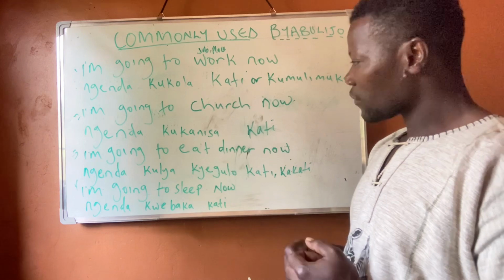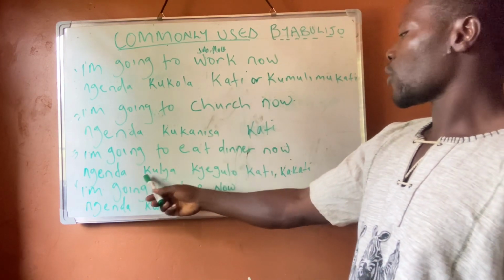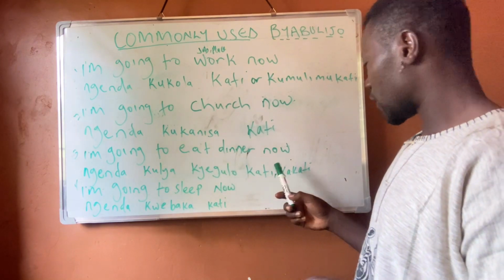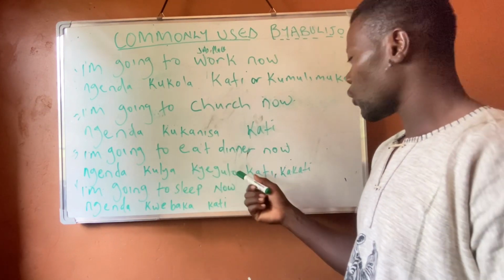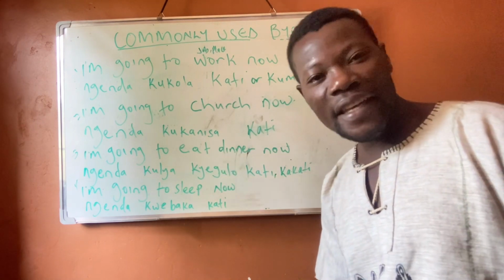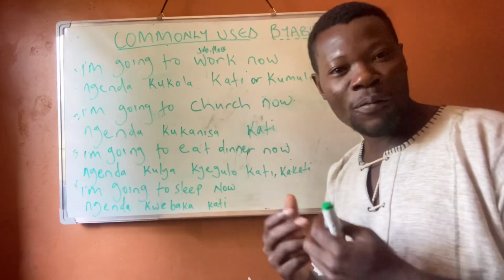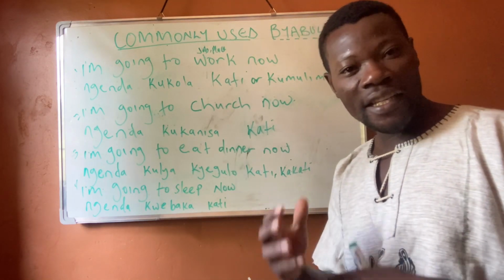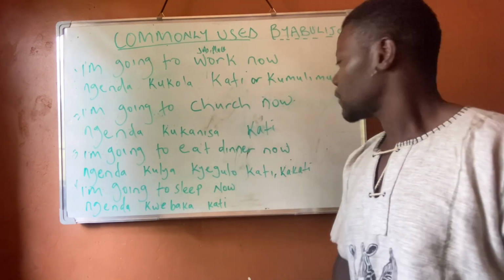In Luganda, ngenda kulia chegulo kati. Ngenda kulia chegulo kati. Now, I'm going to eat dinner now. Ngenda kulia chegulo kati.